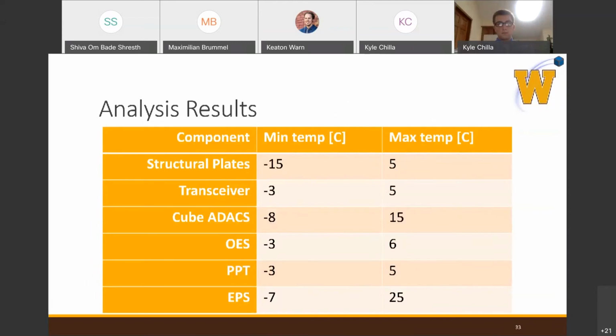The Thermal Desktop analysis results show that most of the components of the OpsCube are well within their operating conditions. The OES temperature, however, drops below its safe operating condition while in umbra.